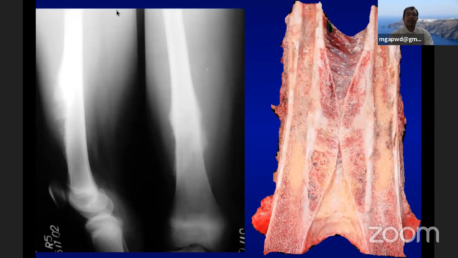This is another example of a periosteal osteosarcoma. You can again see that linear streaking where bone is formed along the blood vessels, and you can see the scalloping of bone. These are characteristic radiological signs of a periosteal osteosarcoma.